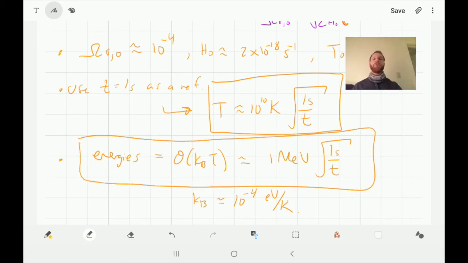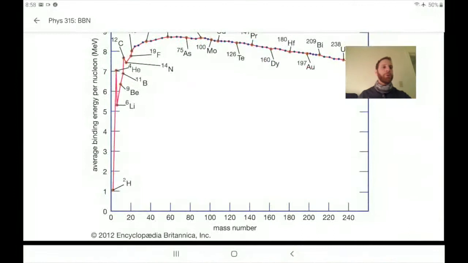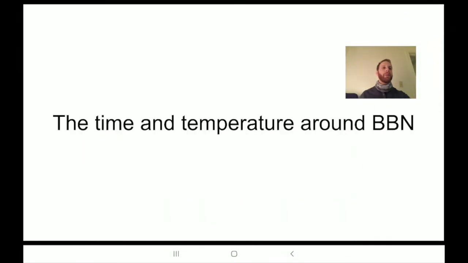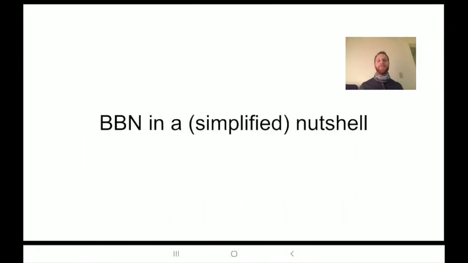So that tells you that the energy scale at which the nuclear processes should be going on, the MeV energy scale, is happening at a time of about 1 second after the Big Bang, at temperatures of about 10 to the 10 Kelvin. Let's see if there's any pretty pictures to show you. Okay, I guess that's it for now.